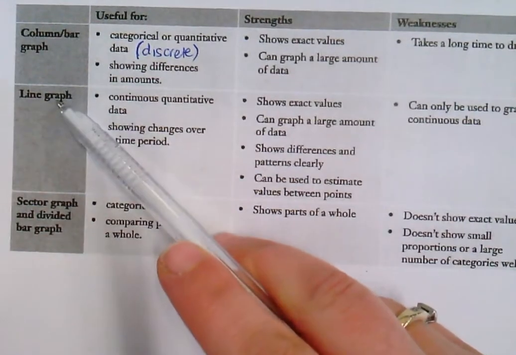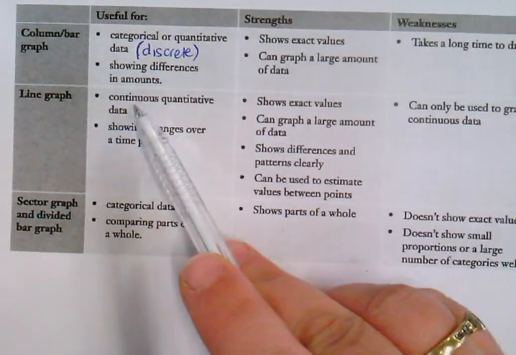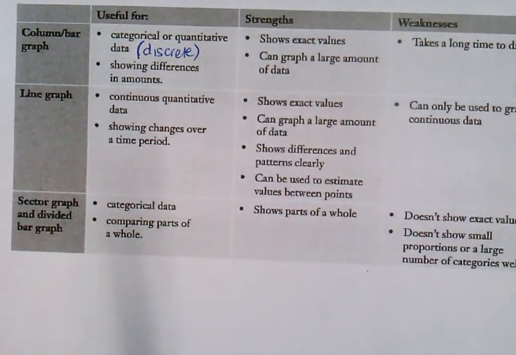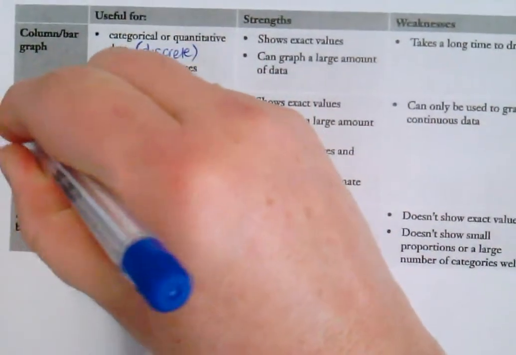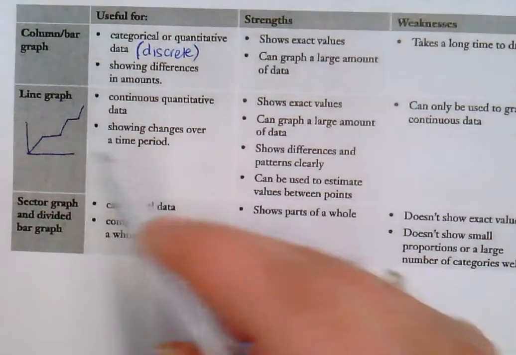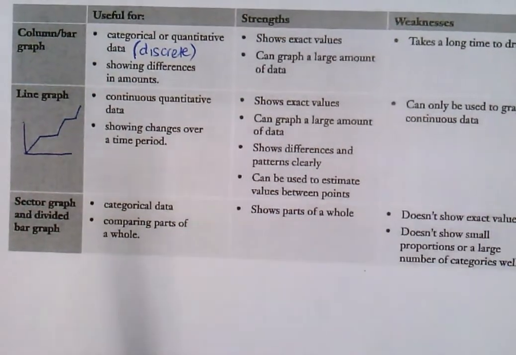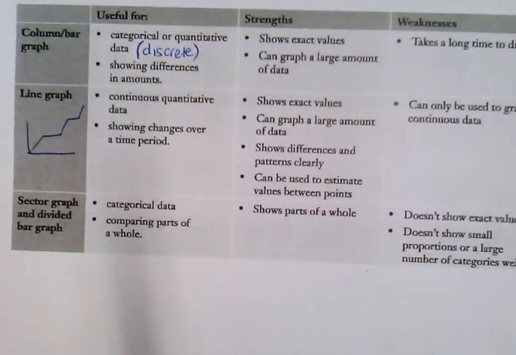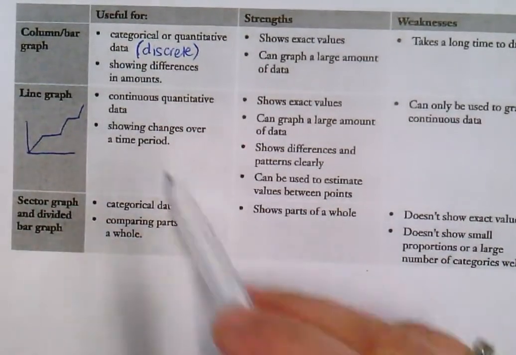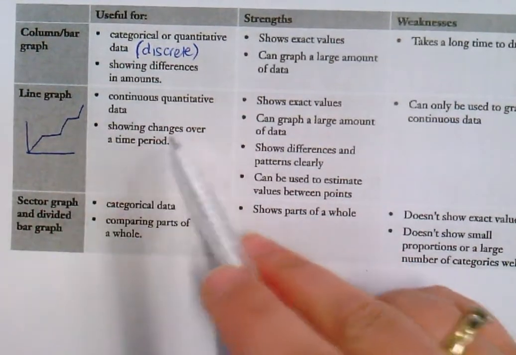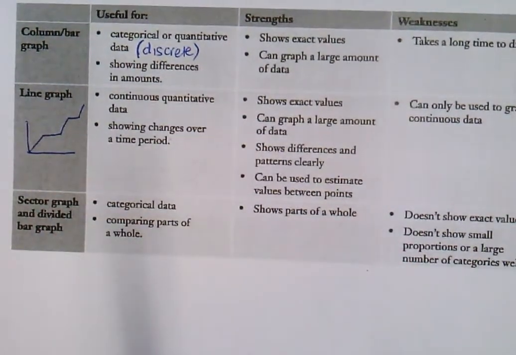Now, line graphs are for continuous quantitative data, like the temperature. Just think of the things you might see line graphs for. Line graphs look like this, okay? It might show temperature over time. It might show distance travelled over time. So things that can be measured over a time period. So line graphs show changes over a time period.